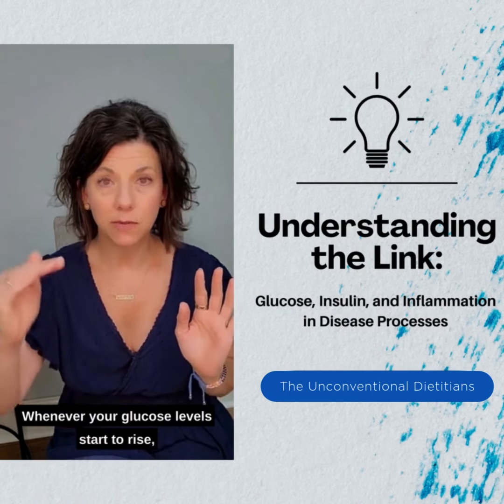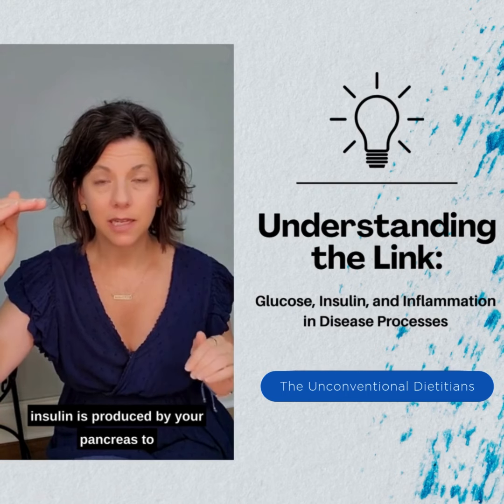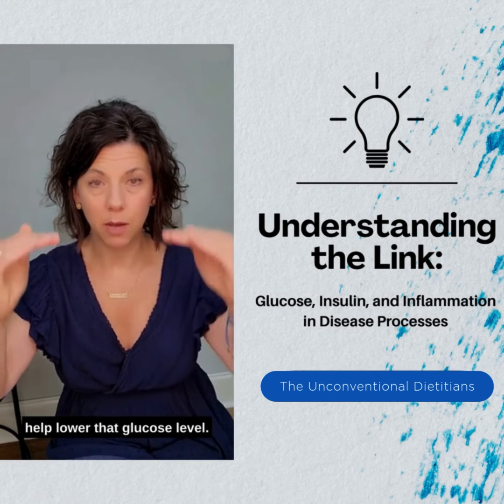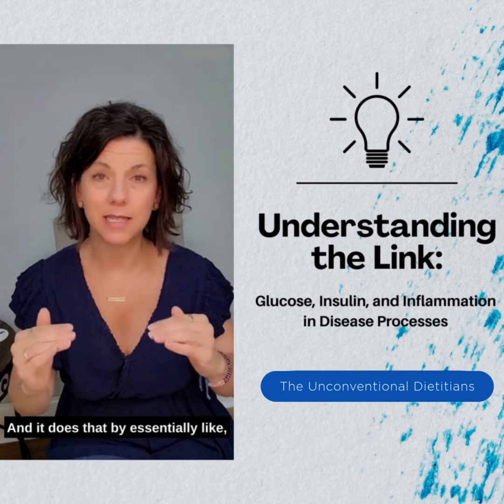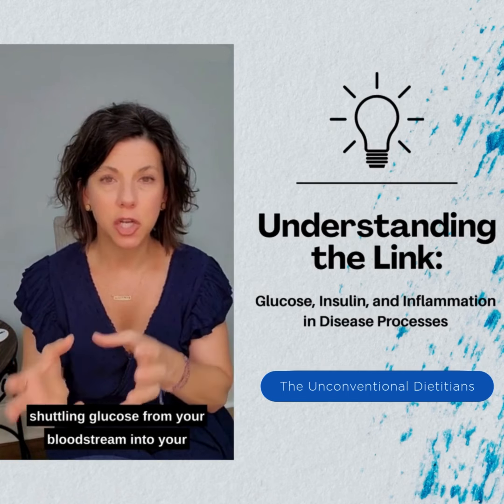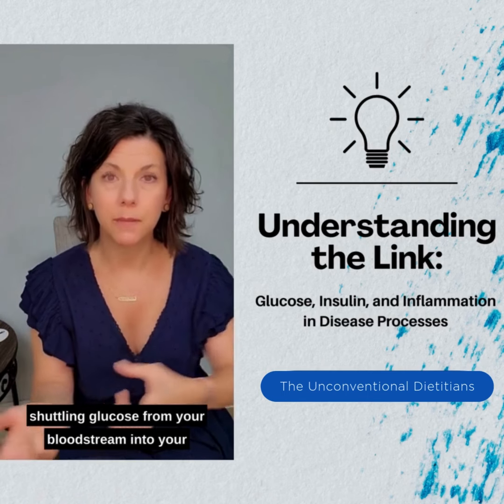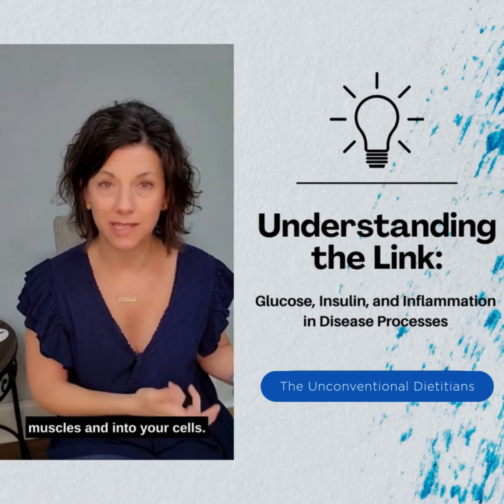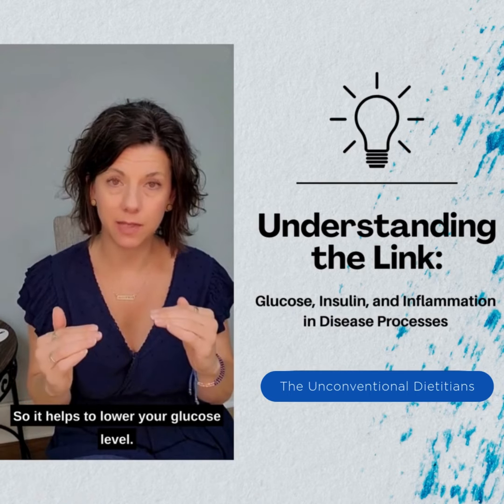Whenever your glucose levels start to rise, insulin is produced by your pancreas to help lower that glucose level. And it does that by essentially shuttling glucose from your bloodstream into your muscles and into your cells. So it helps to lower your glucose level.